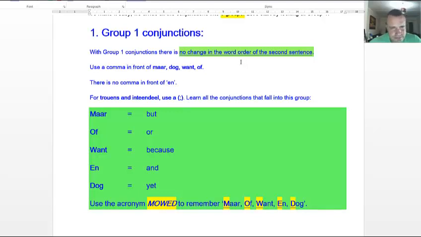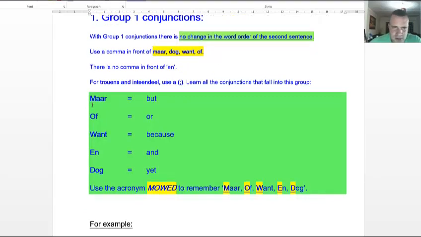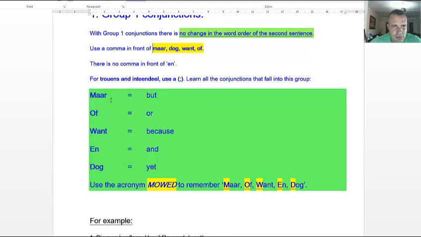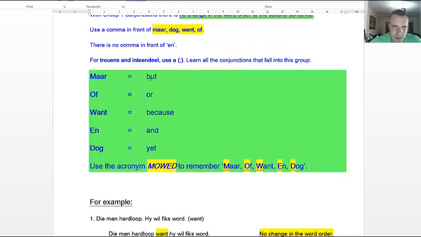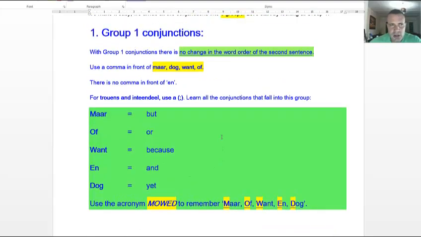Okay, so you can use a comma. Look, they're not going to mark it wrong if you leave out the comma. But what you need to know is that these ones are in group 1. So you need to learn, memorize them, and also know what they mean. Can you see that these are words that you'll often use? Maar means but. Of means or. Want is because. En is and. Doch is yet. So you can get by with almost just using group 1 conjunctions.